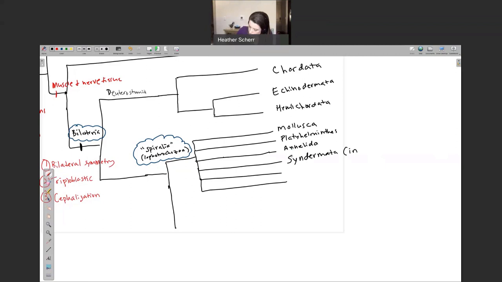Which includes rotifers. It's a more important group. Rotifera, or rotifers, are not a phylum now; Syndermata. I've seen Syndermata in the past, but our book now uses that. So rotifers are a group within that phylum.